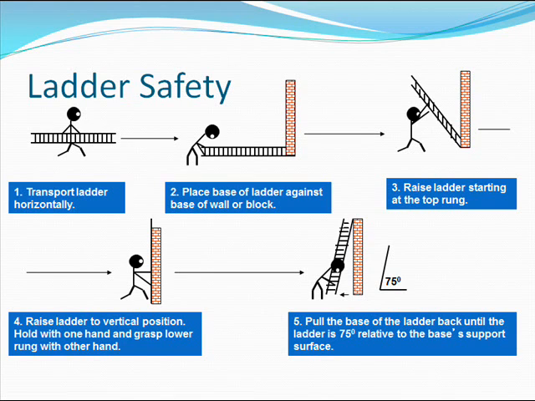Step 1, transport ladder horizontally. Step 2, place base of ladder against the base of the wall or a block. Step 3, raise ladder starting at the top rung. Step 4, raise ladder to vertical position, hold with one hand and grasp lower rung with the other hand. Step 5, pull the base of the ladder back until the ladder is 75 degrees relative to the base's support surface.